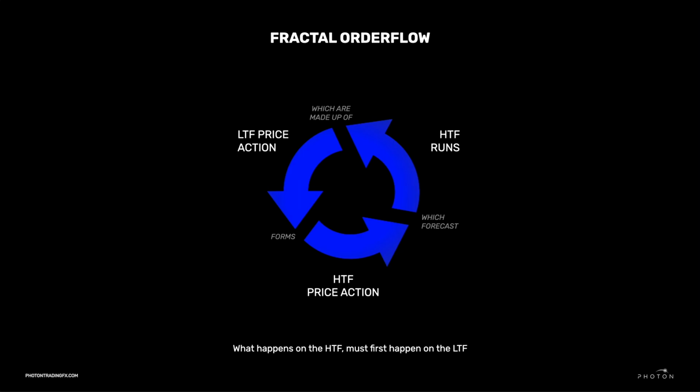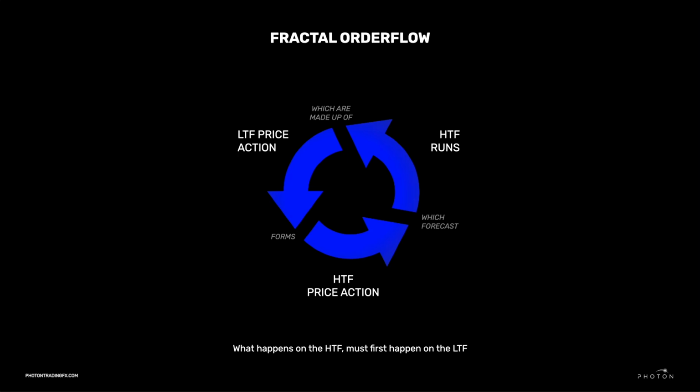So price action ultimately forms the candles and the price action on the next highest time frame. We use the price action on the higher time frames to predict the next phase of the market. Whether that phase is a pro-trend run or just a counter-trend pullback, it's those phases that are made up of price action back on the lower time frames. So those higher time frame runs are made up of lower time frame price action, and that then forms the higher time frame candles and market structure, which we can then use in our analysis to help us forecast the next higher time frame run. That's essentially the cycle of multi-time frame analysis. That is the fractal order flow.